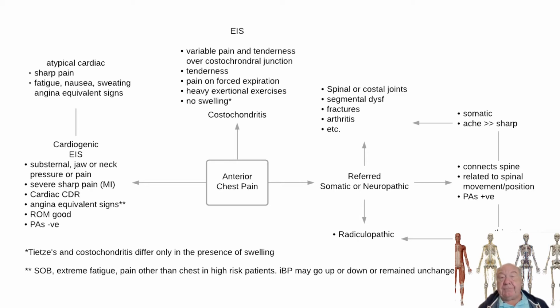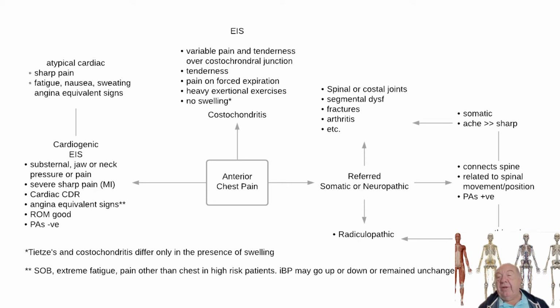Okay, referred pain. This is probably what we'll see anteriorly more than anything else. The big thing with referred pain, and the sources of it, is going to be radiculopathic pain, and spinal or costal joints causing pain, segmental dysfunctions causing this referred pain, around fractures, arthritis, etc. All of these can refer pain around the chest.